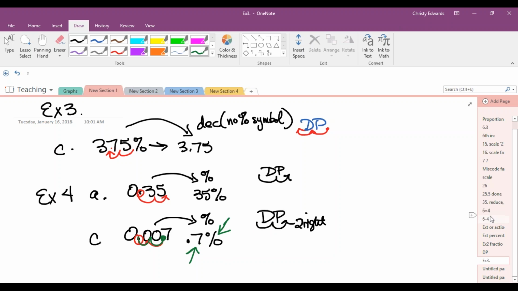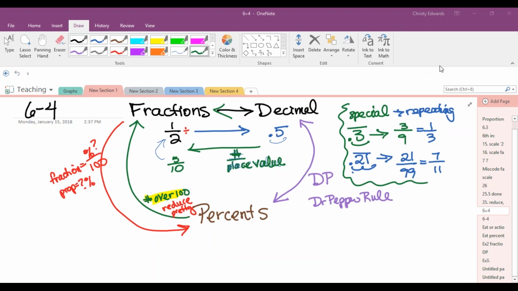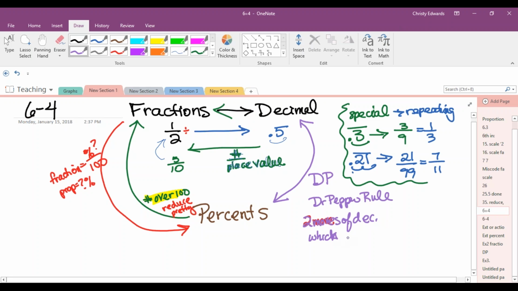Okay, let me go back to my big picture. See why you can go both ways? The purple arrow has an arrow on both sides. The Dr. Pepper rule tells you 2 moves. Hold on. I probably should have said this if you wanted to redo it. 2 moves of decimal. And this tells you which direction. DP tells you whether to go right or left as a trick. Not mathematically in any math book. It's a trick. Just a reminder.